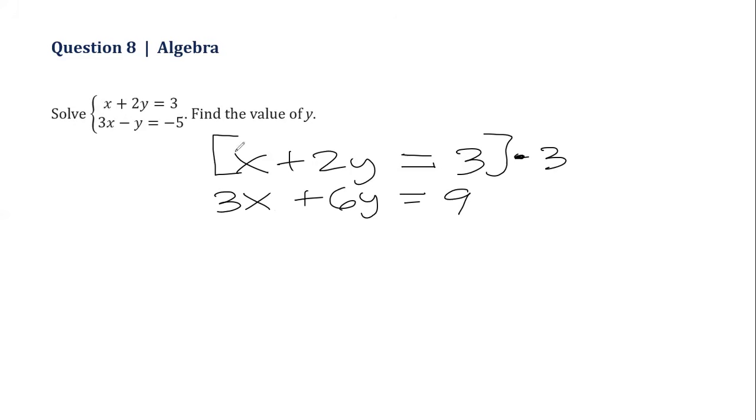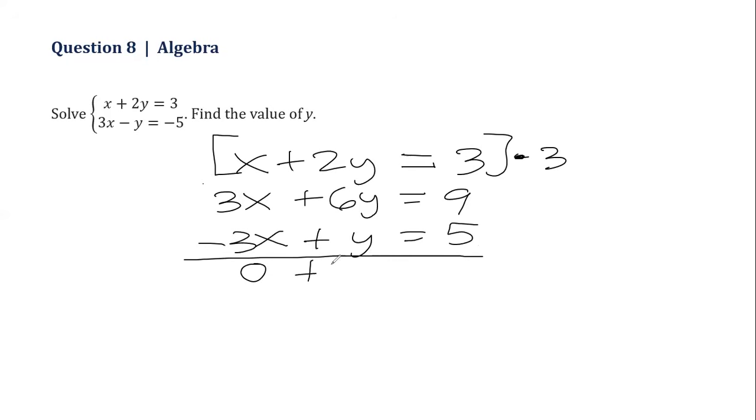So if we subtract this equation with this equation, every sign here should be flipped. So we have minus 3x plus y is equal to 5 plus 5. So here, this is 0, and this is 7y, and here we get 14. So this should be straightforward. We get y is equal to 2. Are there any questions?